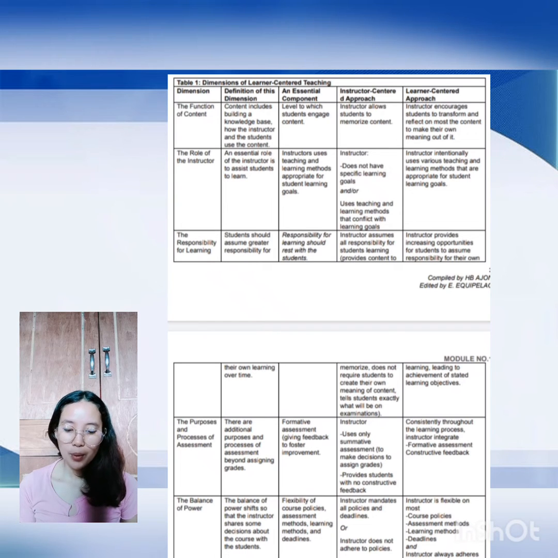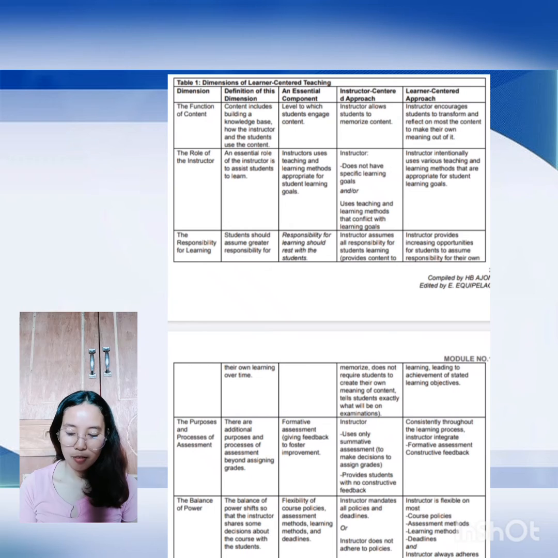The purposes and processes of assessment. Definition of this dimension: there are additional purposes and processes of assessment beyond assigning grades. An essential component: formative assessment, giving feedback to foster improvement. Instructor-centered approach: the instructor uses only summative assessment to make decisions to assign grades, and provides students with no constructive feedback. Learner-centered approach: consistently throughout the learning process, the instructor integrates formative assessment and constructive feedback.